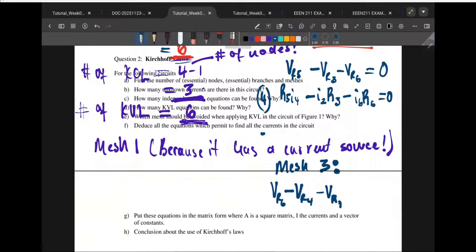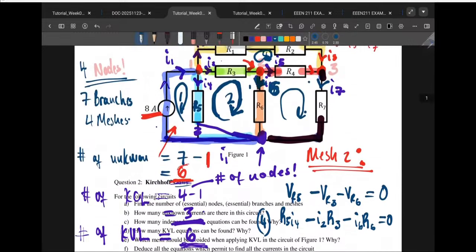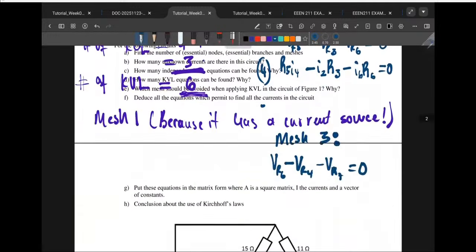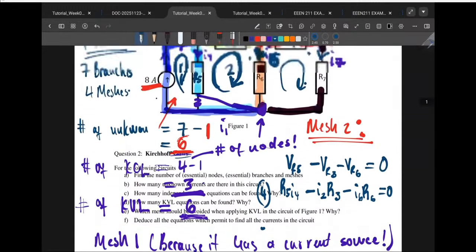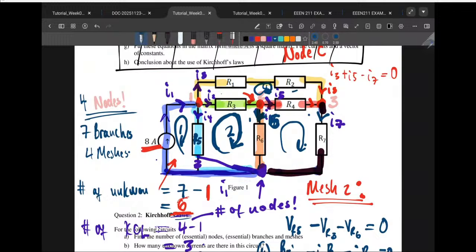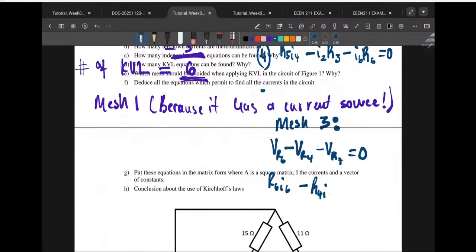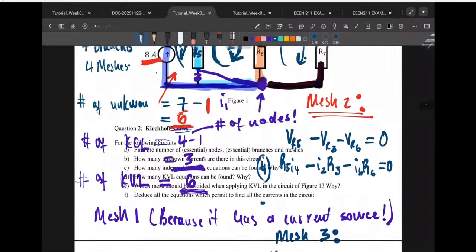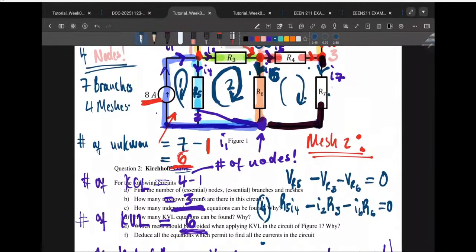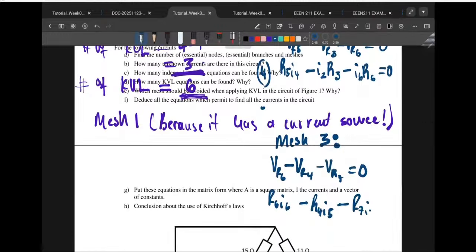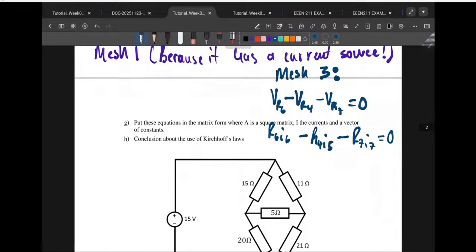VR6, what is it? It is I6R6. So it's going to be R6I6 minus VR4. The branch current is I5 and the resistor is R4, so it's going to be R4I5. Then minus VR7, the voltage across R7. It's going to be negative, since the current is going down, so minus R7I7 is equal to 0. This is for mesh number 3. Then we are now going to do mesh 4.